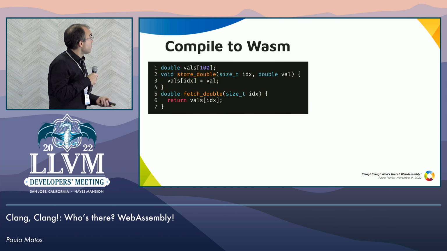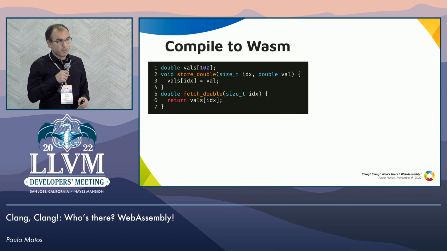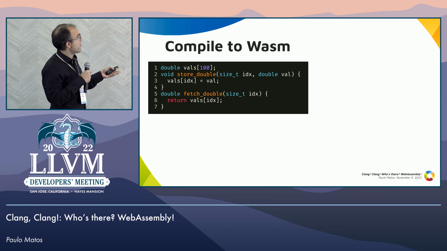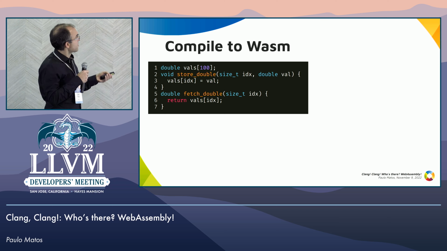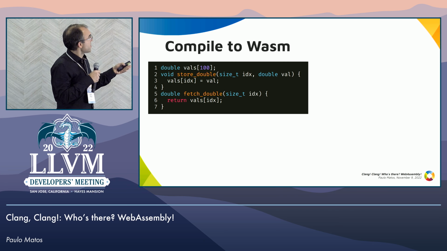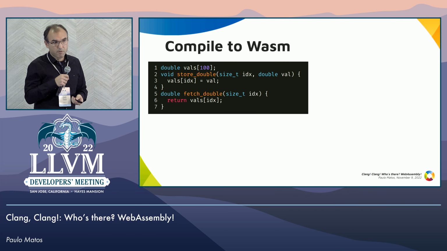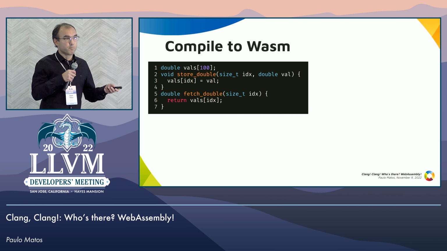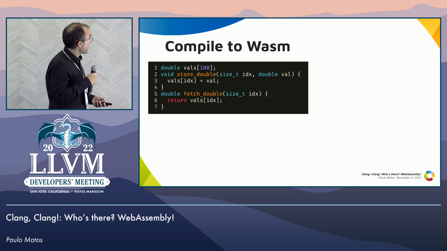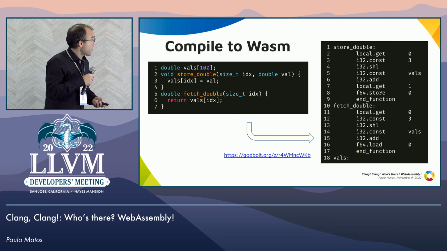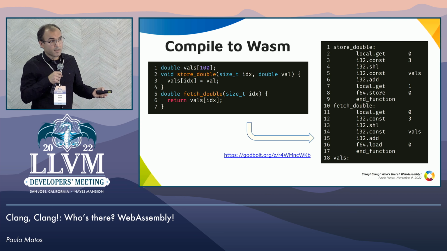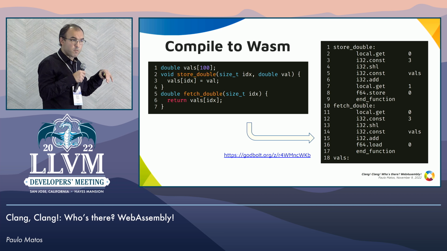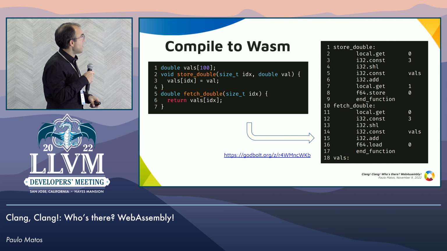So, what can we do? Actually, we can already do a lot of stuff. We can certainly already compile something like this, right? We have an array, vals, of doubles, and we have 2 functions, one that stores and one that fetches the double. And if you ran Clang nowadays, you would be able to get something out of it. So actually, you can already try these kinds of things in Compiler Explorer. And I'm just going to go through it so you have an idea of what it looks like.